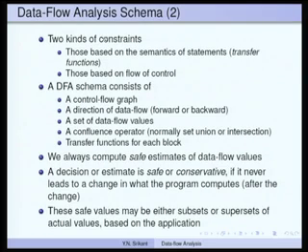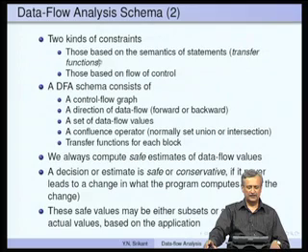Continuing with the data flow analysis schema, we are yet to see what the constraints are. There are two types of constraints possible. One, those based on the semantics of the statements, that is, how exactly the statements in the program modify the data flow values. These are transfer functions. And those based on the control flow. The control flow may change because of the conditions becoming true or false, and thereby the data flow will also change. That is another set of constraints.